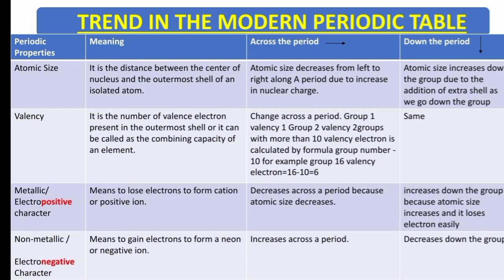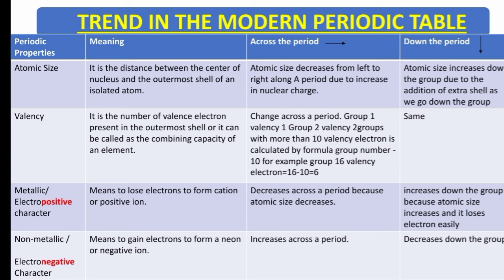Now metallic or electropositive character. What is the meaning of that? It means to lose electrons to form a cation or positive ion. Now across the period it decreases because atomic size decreases. Now down the group, what is happening? It increases because atomic size increases, hence it loses the electron easily.